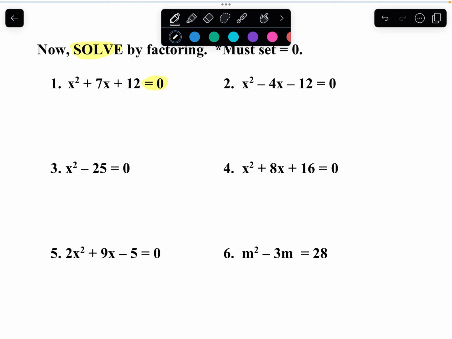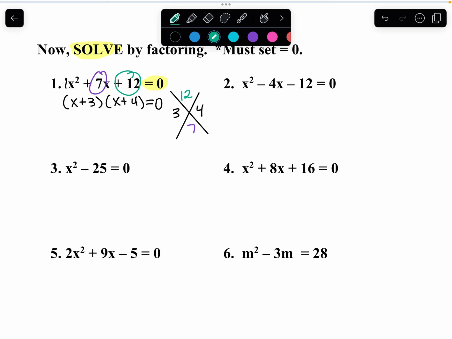And so same steps. Here you need to find two numbers that multiply to 12 but add to 7. Our a value is 1, so this is going to be nice and easy. Those magic numbers are 3 and 4. And whenever your a value is 1, you can skip straight to writing those factors with the magic numbers. Okay, and so now this is set equal to 0.